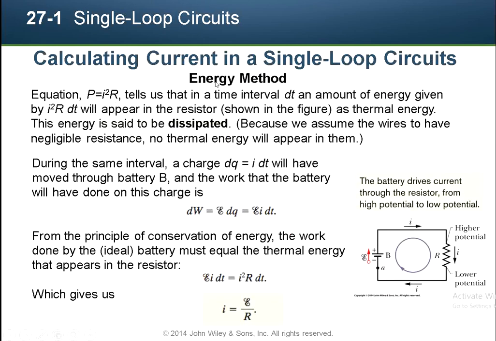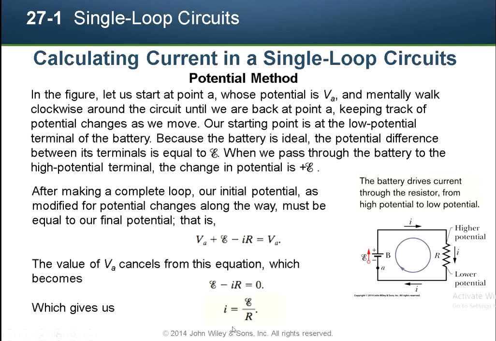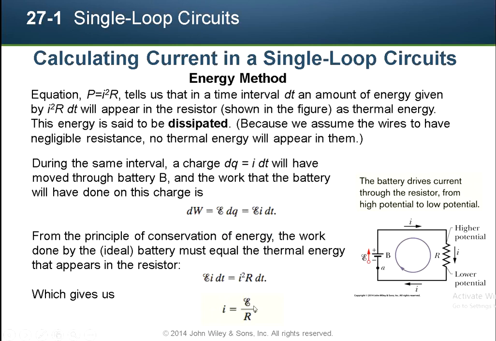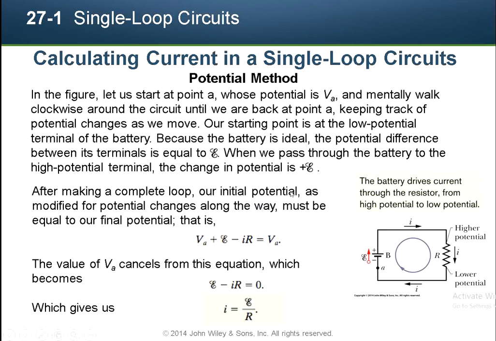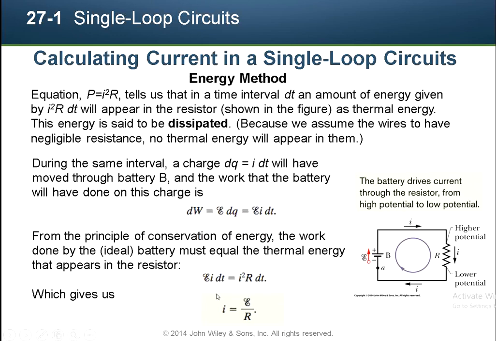Now, how can I calculate the current passing through a single loop circuit? From Ohm's law, V is equal to I multiplied by R. Here, V means the voltage, or the electromotive force epsilon. So we can easily calculate I is equal to epsilon divided by R. Here epsilon is V. This is called the energy method. Another one is the potential method: epsilon minus IR is equal to 0. And the energy dissipation method gives I is equal to epsilon divided by R.